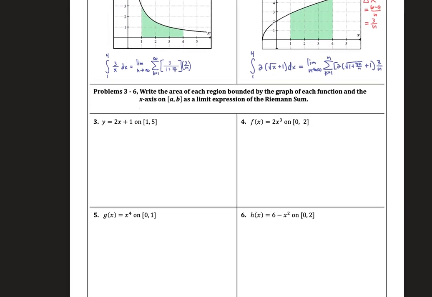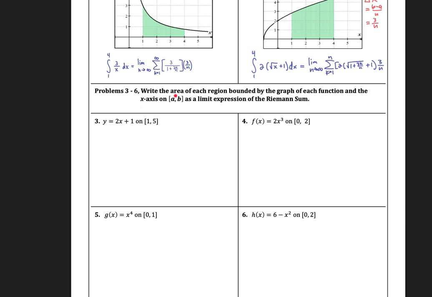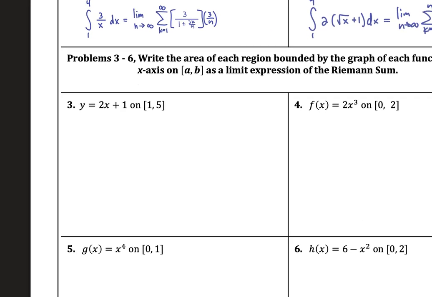Okay, so we'll get more practice when we do it with these. So write the area of a region. Write the area of each region bounded by the graph of each function and the x-axis as a limit expression of the Riemann sum. Okay, so we're doing the exact same thing, we just aren't given a graph. Okay, so let's do that first. Let's get the xk and the delta x. Okay, so the x sub k. Okay, so it's a, which is 1, plus b minus a, which is 4, times k over n. And then our delta x is b minus a over n, so 4 over n. Okay, this is what we'll plug in for that x, and then this is just going to go on the outside.